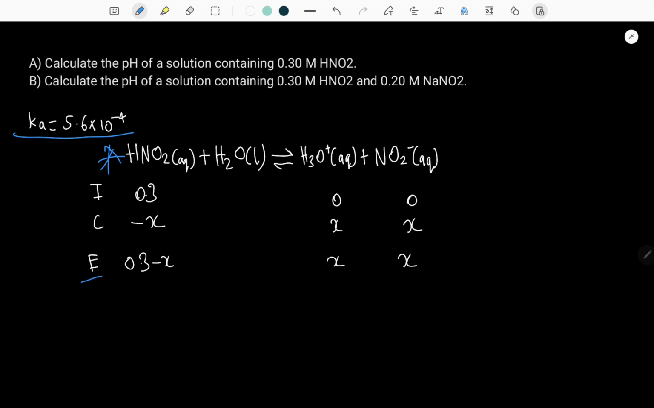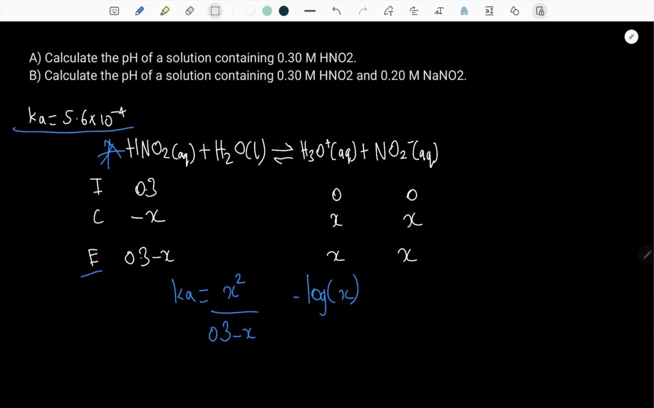Then we'll get the equation of Ka, which is 5.6 times 10 to the power of negative 4, equal to x squared, which are the two products, over 0.3 minus x. Then you do shift solve for x, and then you calculate the pH by using minus log of x. So now let's do part B, which is the buffer solution question.